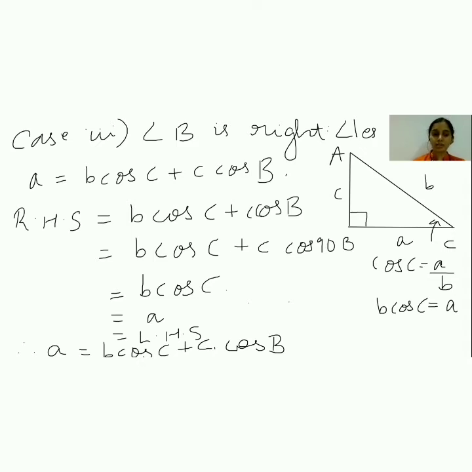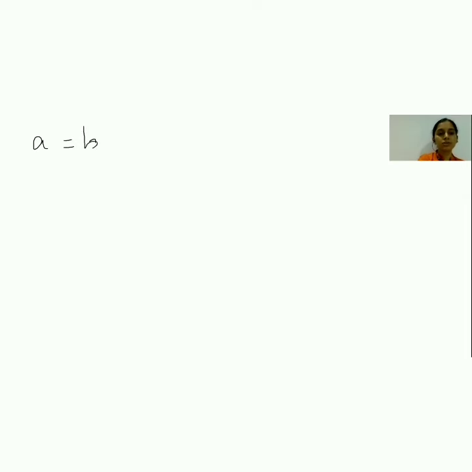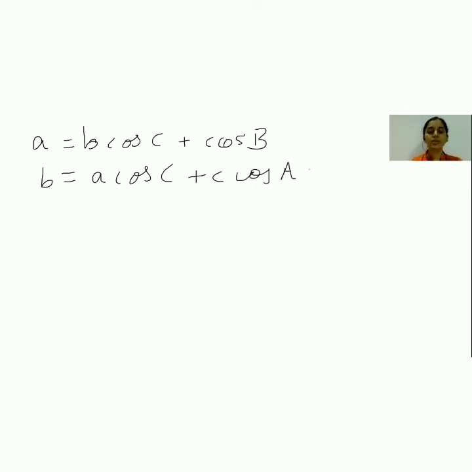This is for any one statement. You can then write similarly for the other statements. So let us go through the projection rule once more. A is equal to B cos C plus C cos B. B is equal to A cos C plus C cos A. The left hand side is not put inside the right hand side. You will observe that it is different and it is alternate. That is A then cos C, C then cos A. And then C is equal to A cos B plus B cos A. Okay, so this is your projection rule.